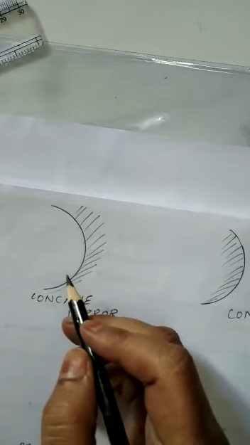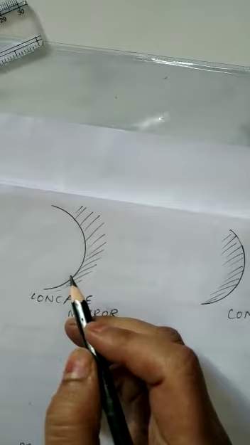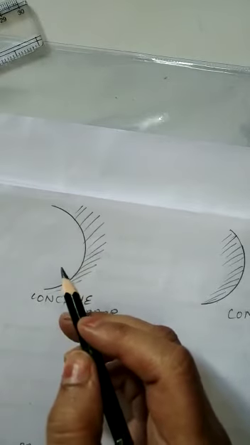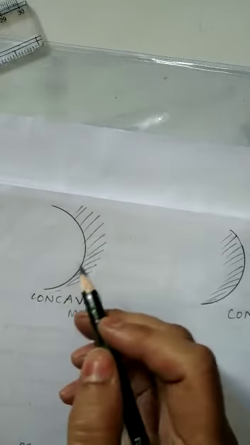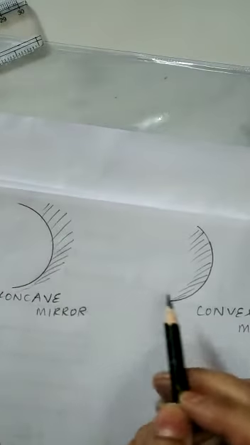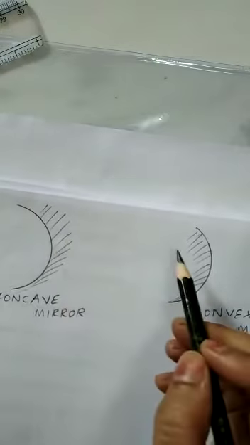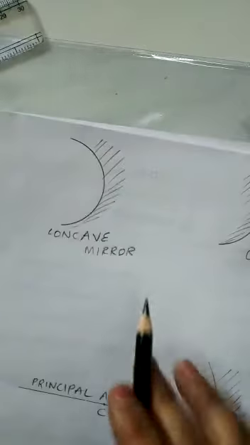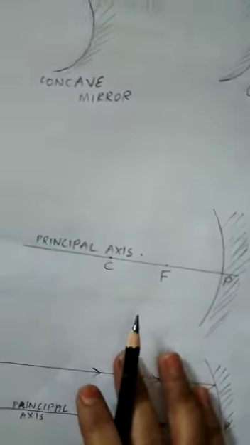In a lens, what happens? The lens which we use in spectacles, the light rays pass through the lens because there is no coating. Here in the concave mirror and convex mirror, we have coating on one side.